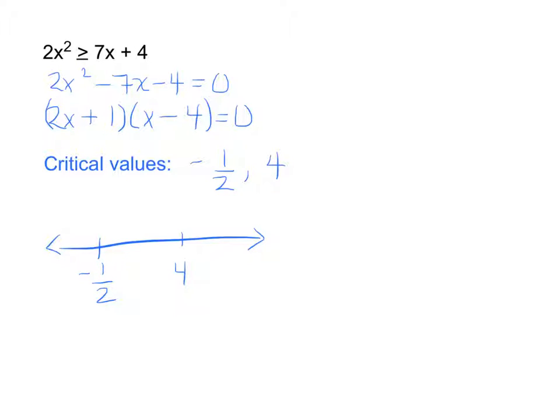So I'm going to test a number here in the region farthest to the left. What number do you want to test? I'd probably just pick negative 1. Did you choose negative 1? Or something else? Negative 0.4, oh, negative 0.6? That's fine if you chose negative 0.6 as well. I'm going to choose negative 1. I think it's easier to work with.